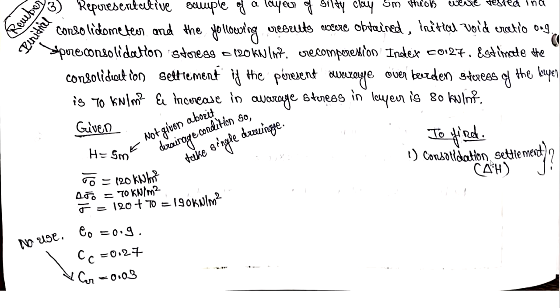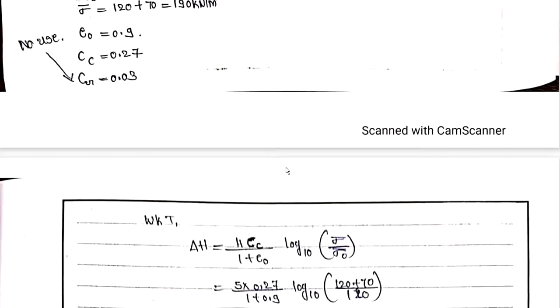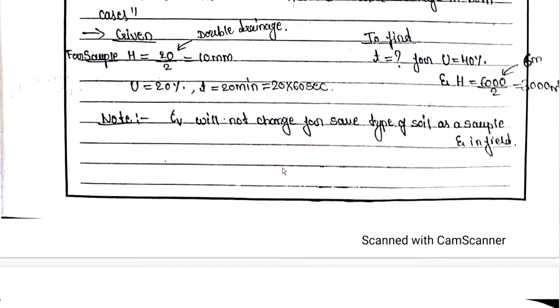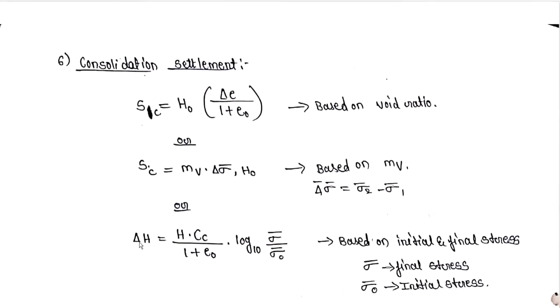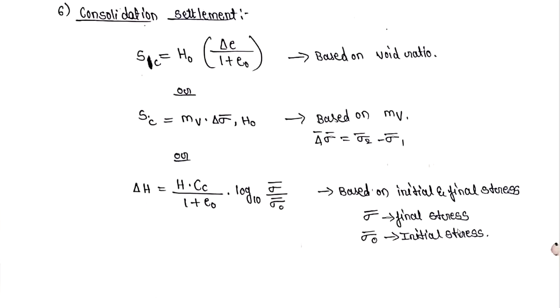Now what we have to find out is the consolidation settlement. For that purpose we have the formula for consolidation settlement: delta H is equal to capital H into Cc divided by 1 plus e naught, into log of sigma dash divided by sigma naught. Remember, this is sigma naught and this is sigma dash. Sigma naught is the initial stress, sigma dash is the final stress.